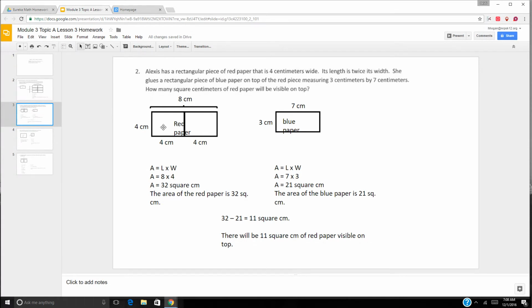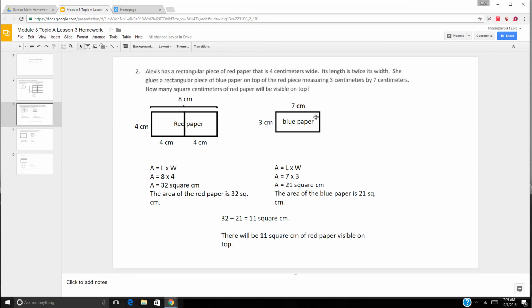Alexis has a rectangular piece of red paper. There we go. That is 4 centimeters wide. Its length is twice its width. So 4, 4. That means 8 centimeters. All of this needs to be labeled. So the red paper is 8 centimeters by 4 centimeters. She glues a rectangular piece of blue paper on top. So here's the blue paper. And the blue paper is measuring 3 centimeters by 7 centimeters. So that's the blue paper.